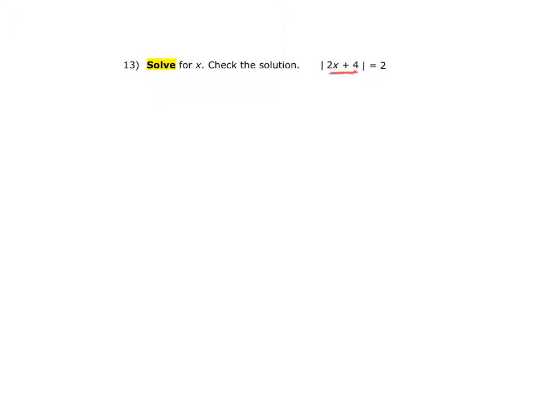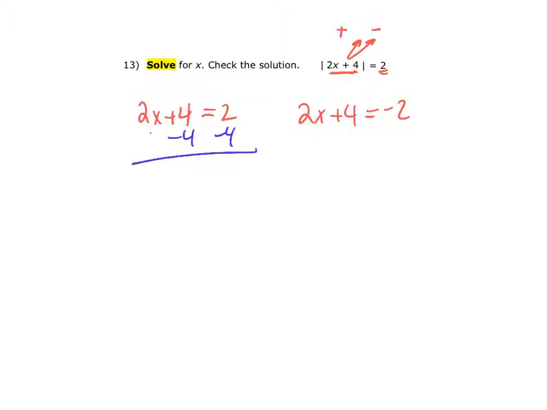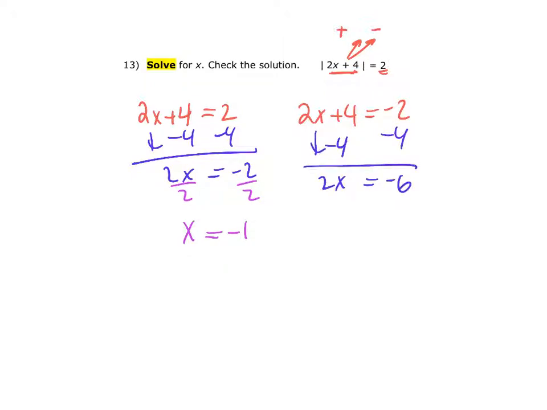And then I know that the inside can be equal to a positive or a negative, so that when I take the absolute value, it gives me positive 2. So literally all you do, once you have your absolute value by itself, 2x plus 4, is set it equal to 2, and set it equal to negative 2, and then you solve. Regular. Minus 4, 2x equals negative 2, divide by 2. My first answer is that x is negative 1. Then I do the same thing on the other side. Minus 4, 2x is equal to negative 6, divide by 2, and I get that x is negative 3.